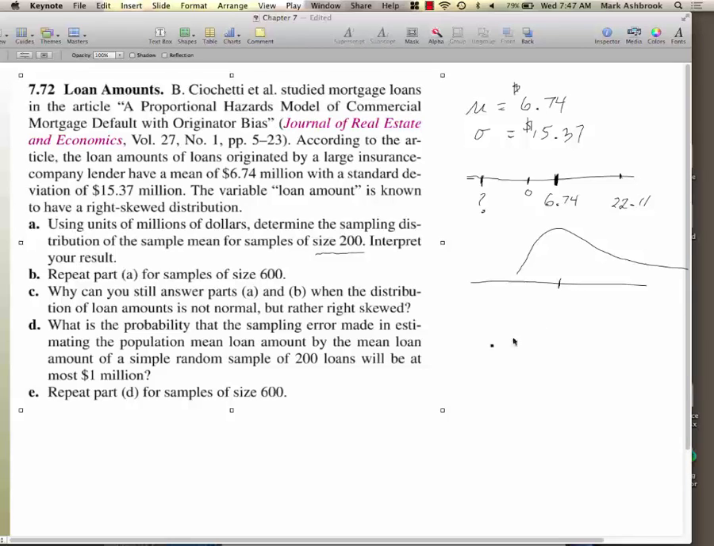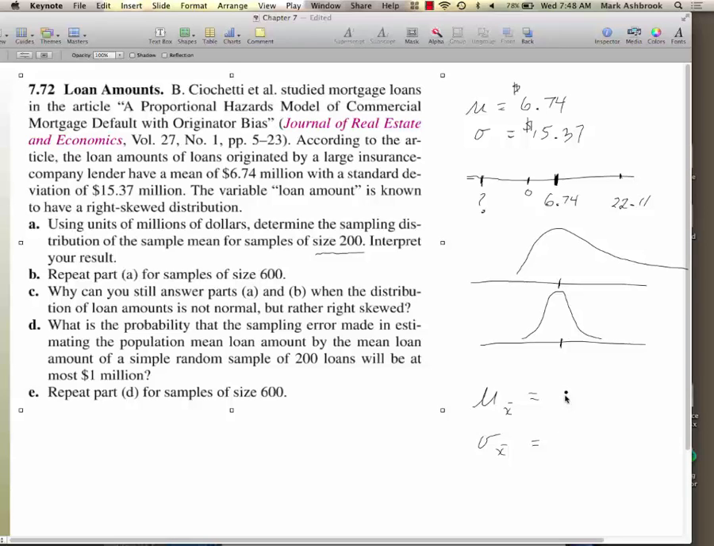And way more exaggerated than that. But then when we get up to samples of size 200, it's going to be normal, or something like this, okay? All right, so it wants us to determine the sampling distribution. So sampling distribution means what's the mean and standard deviation, or mu x bar and sigma x bar, for samples of size 200.